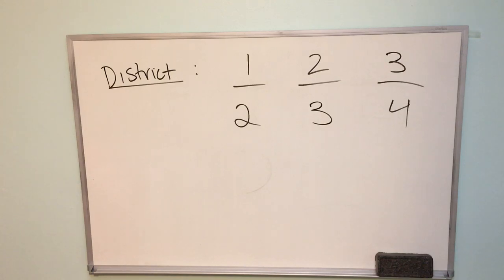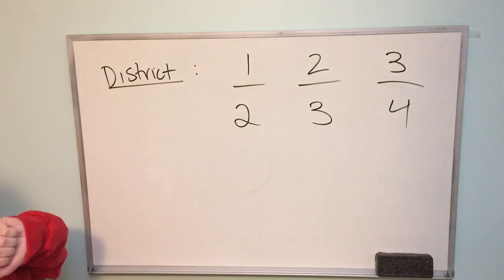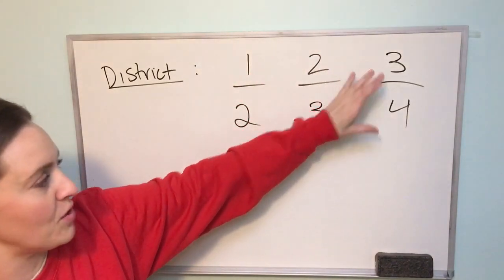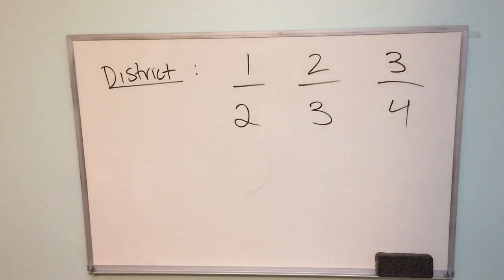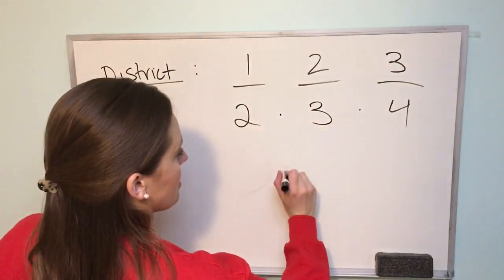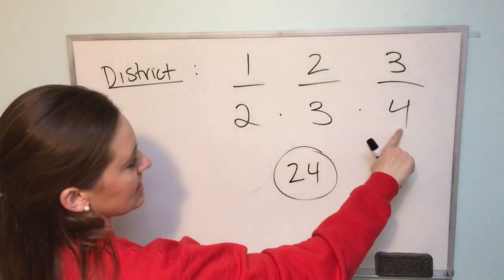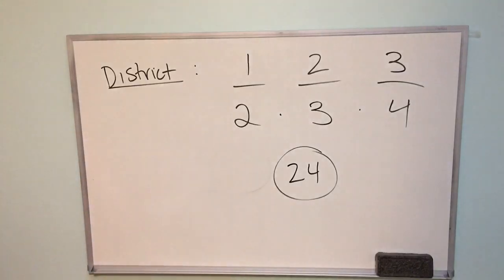So that means you need to choose someone from District 1. You also need to choose someone from District 2, and you also have to pick someone from District 3. What's the answer? It's 24. Very good, and you found that, hopefully, just by multiplying. 2 times 3 is 6, times 4 is 24. Good.